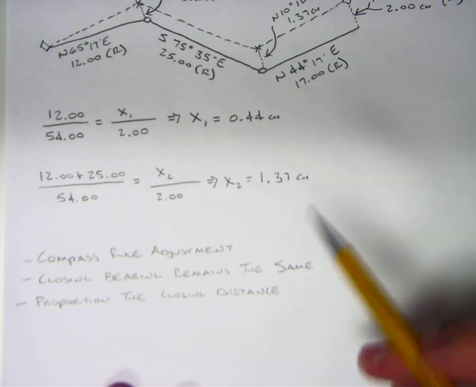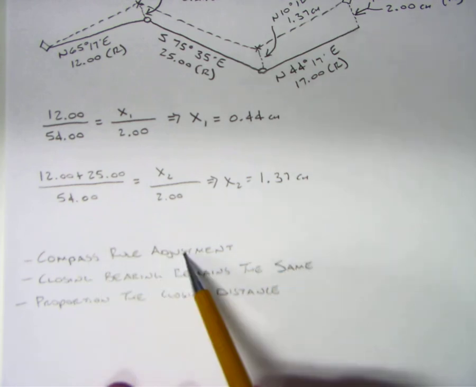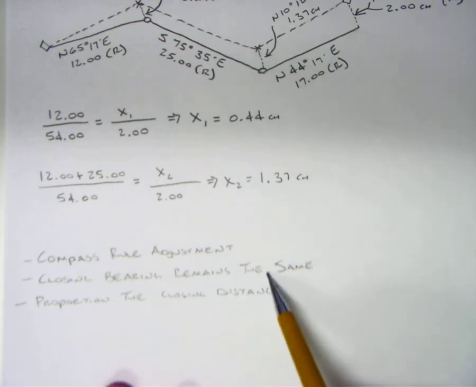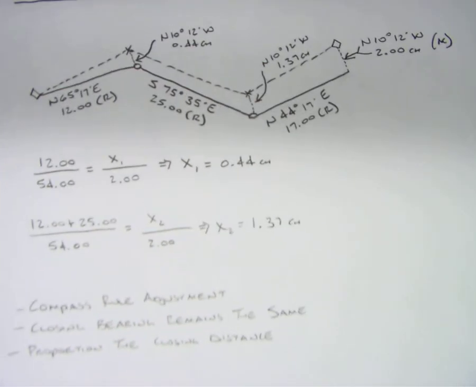And here I put just a couple notes. It's the compass rule adjustment. The closing bearing remains the same in proportion to the closing distance. And it's relatively simple. If you can do a compass rule adjustment, you shouldn't have any problems with this particular methodology.